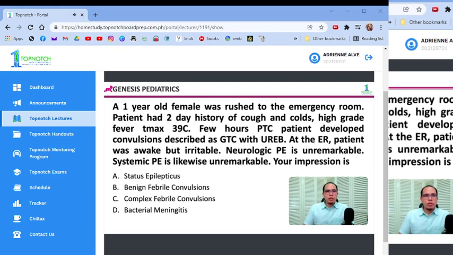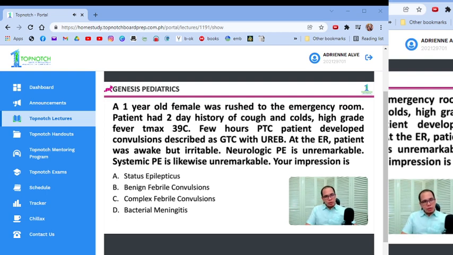Next case, you have a 1-year-old female who was rushed to the emergency room. Patient had a 2-day history of cough, colds, high-grade fever with a maximum temperature of 39 degrees Celsius. A few hours prior to consult, she developed seizures described as generalized tonic-clonic with upward rolling of the eyeballs. At the ER, the patient was awake but irritable. Neurologic PE is unremarkable. Systemic PE is likewise unremarkable. What is your impression?